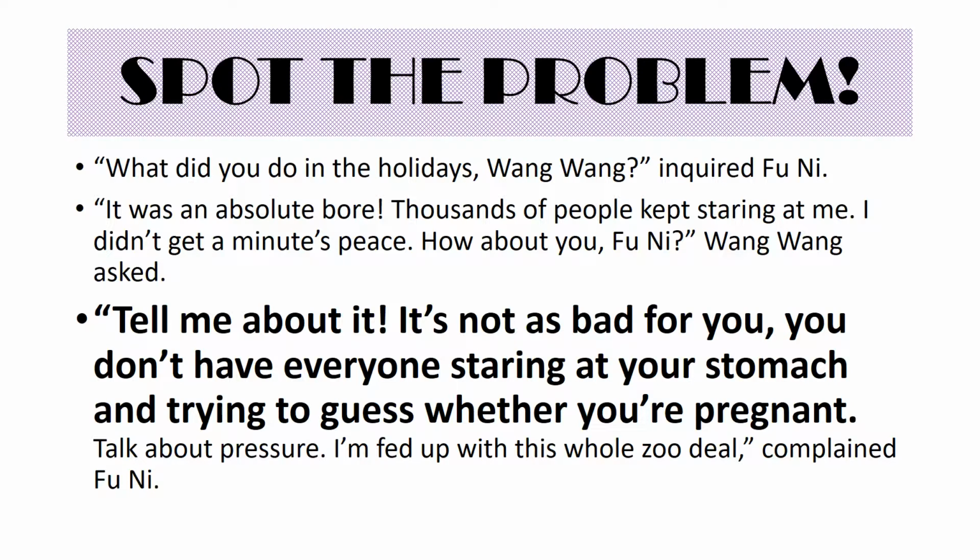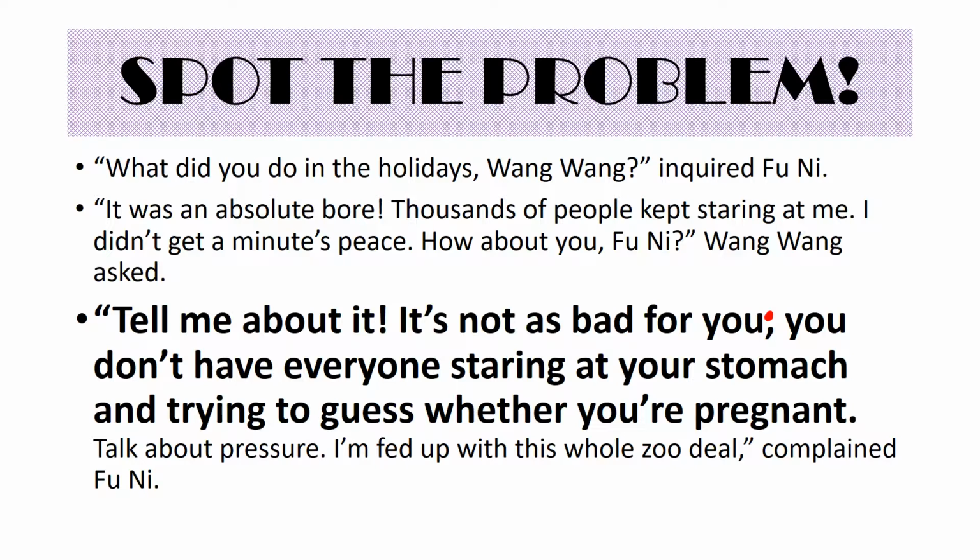Alternatively, you may use a semicolon here, but that's only if the information is closely linked, as these two sentences are. In this case, you don't have everyone staring at your stomach and trying to guess whether you're pregnant is really an explanation of why it's not as bad for Wang Wang. So because of that close link, we can use a semicolon to join the two main clauses or sentences.